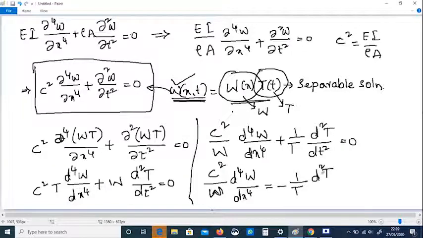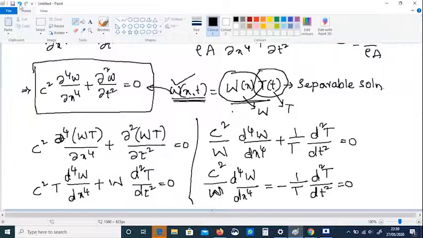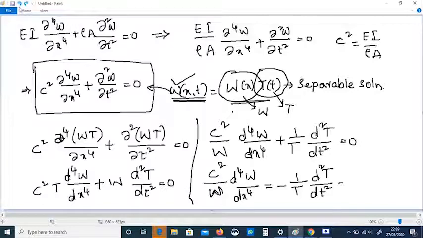1 by T d square T by dt square equal to 0. So at this stage, in fact, we should not write equal to 0, because if these two are equal to 0, the equation collapses. In fact, we have taken this part to the right hand side, so this is what we get in the end. And another important thing to observe here is, on left hand side it is purely a function of x.